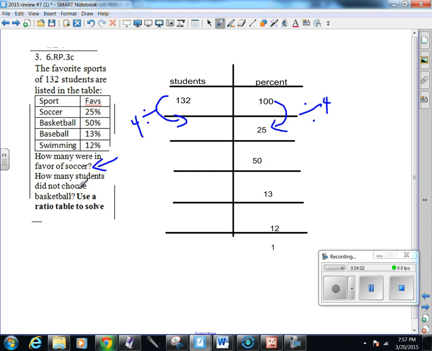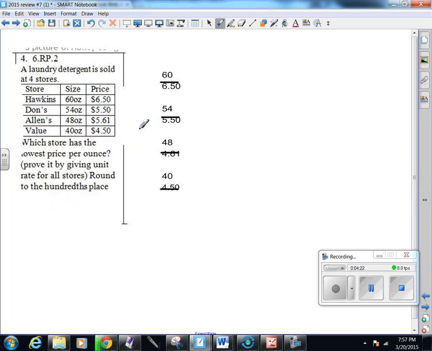But then it says how many kids did not choose basketball. Well, here's basketball. So the kids who didn't choose it are this group and this group. So you've got to figure out how many kids that is. First you have to figure out what percent this is, and then figure out how many that is. Okay, next one.